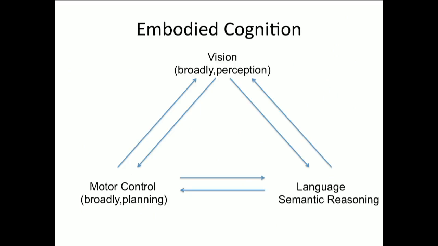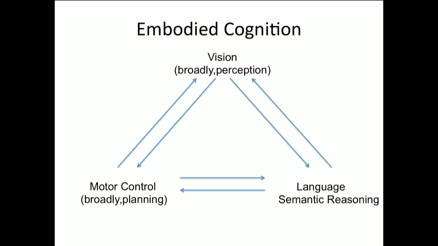Next point that I want to make is that this course is about computer vision, but computer vision does not exist in isolation. Vision is connected to motor control and language and semantic reasoning. And I've drawn these 3 nodes, and each of them has bidirectional edges to indicate that all of these are connected to every other capability. And how do we see that?